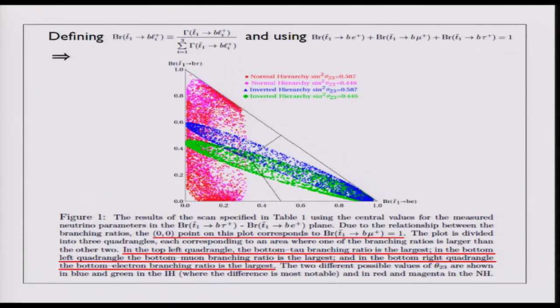That's one of the possible values. If you found a green point down here, however, it would still be an inverted neutrino hierarchy, but the theta 2-3 mixing would be 0.446. So you can actually distinguish between them. If you, on the other hand, ended up out here in LHC, you would discover these kinds of theories, and you would discover that you had a normal neutrino hierarchy. And if you could tell the difference, which might not be easy to do, you can tell what the theta 2-3 mixing angle is. So there's a direct relationship between these two, which we found very interesting.